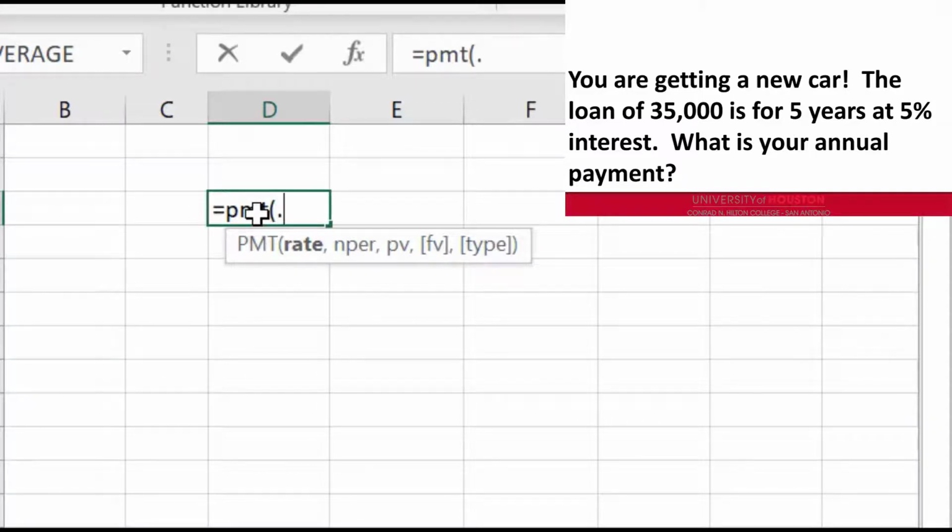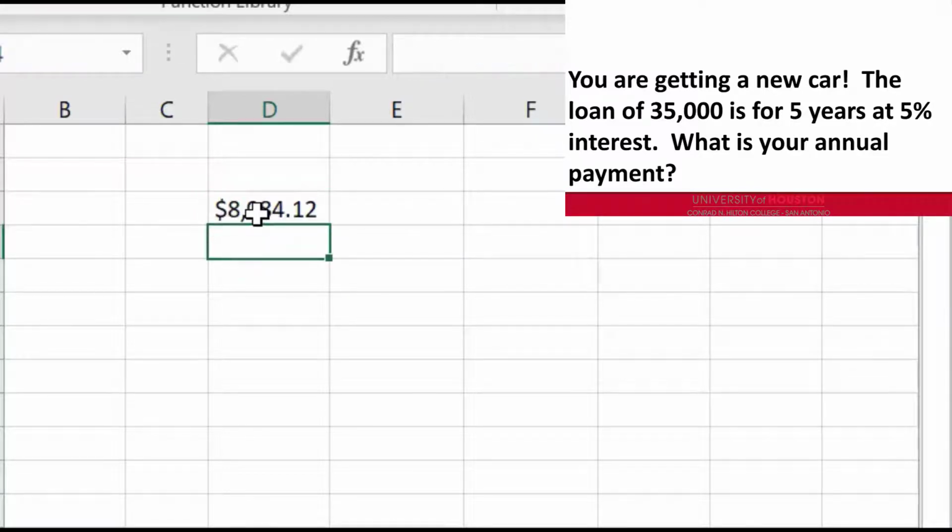The interest rate is 5%. The number of periods is 5 because it's 5 years. And again, loans are always in present value because you get the money today, which is $35,000. I get a payment of $8,084.12.